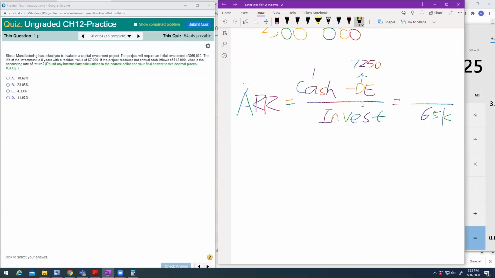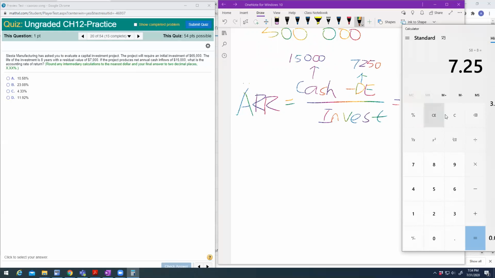Okay, and then the cash is 15,000. Oh, I see. Yeah, you are right. Okay, sorry, 15,000 minus 7,250. And then you divide it by your investment, which is 65,000. Okay, so you get 11.92%. Yeah, I think this is the right answer.